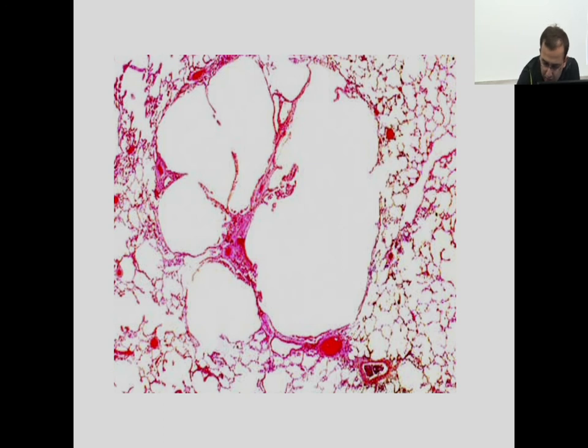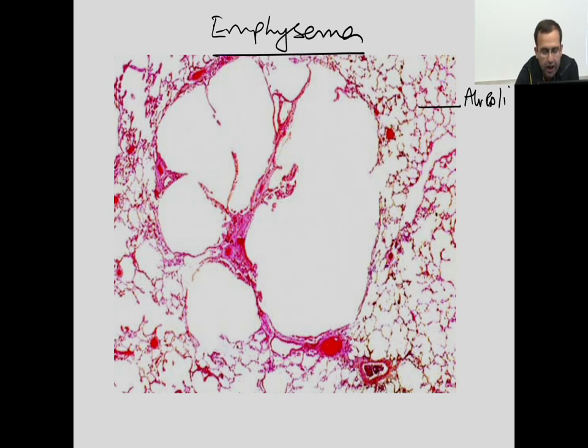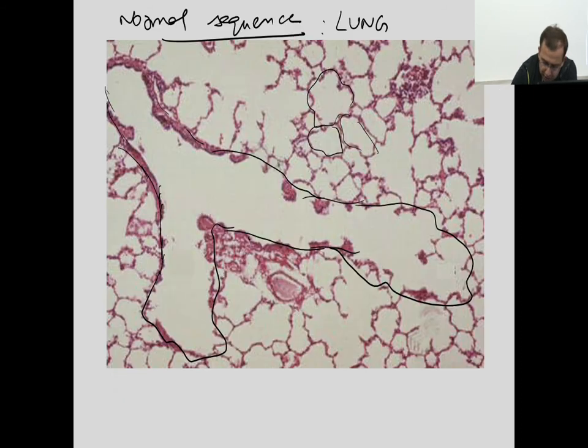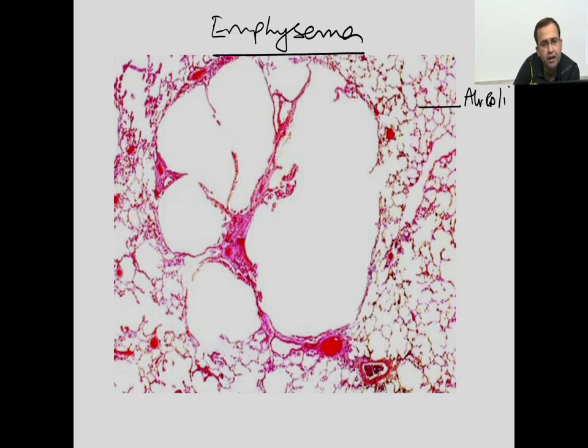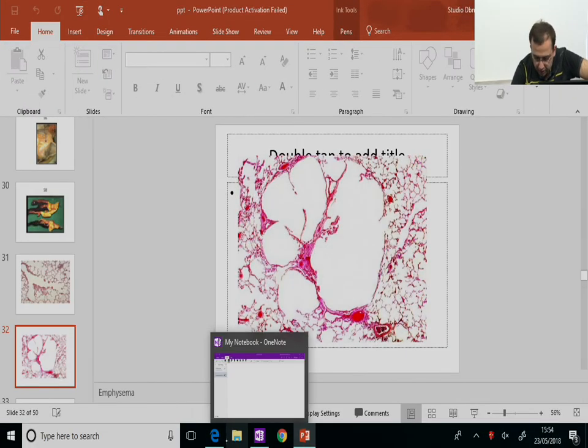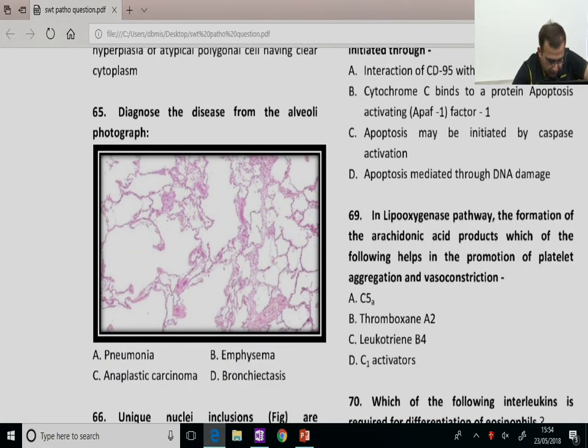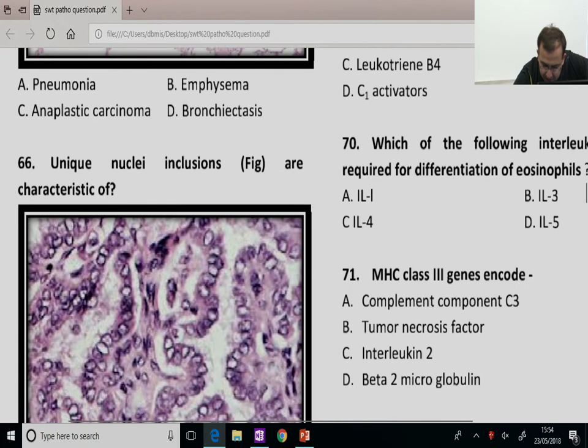Versus this image, again identify lung by the presence of alveoli, showing irreversible dilatation distal to terminal bronchiole. That is emphysema. I hope none of you will get confused between normal and emphysema. This is important to differentiate between the two. Next, this gets us to the next question, that is question number 66.